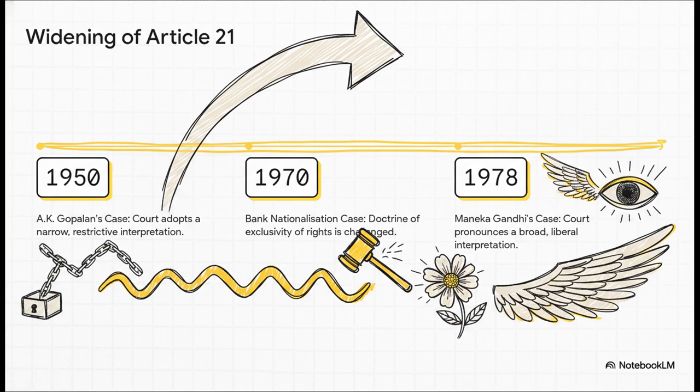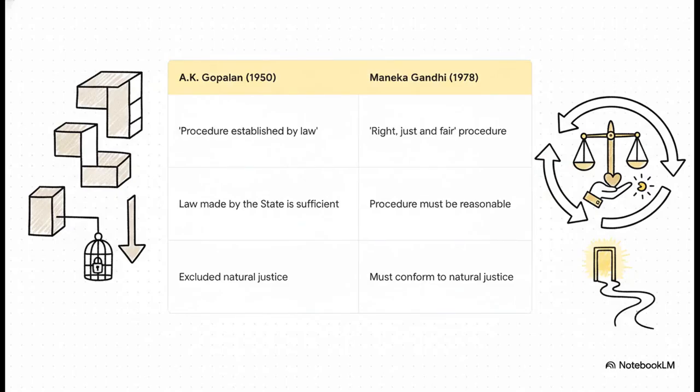Back in 1950, in the A.K. Gopalan case, the Supreme Court took a very narrow, very literal view. But then, over the next 28 years, through cases like the bank nationalization case, the thinking started to shift. And it all culminated in 1978 with the Maneka Gandhi case, where the court's interpretation did a complete 180. The difference between these two landmark cases is just night and day.